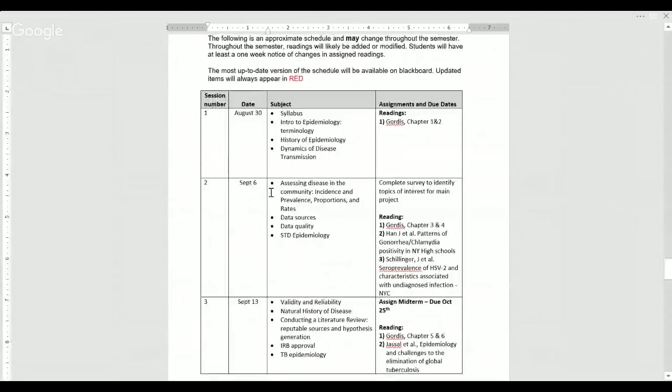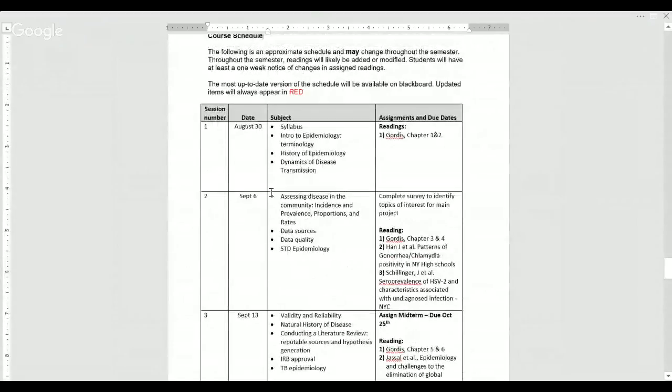The course schedule is here. For today, we're going over the Gordis book, chapters 1 and 2. Next week, it'll be Gordis book chapters 3 and 4, and there are 2 articles on STD epidemiology to read. Those have already been posted in Blackboard for class 2.